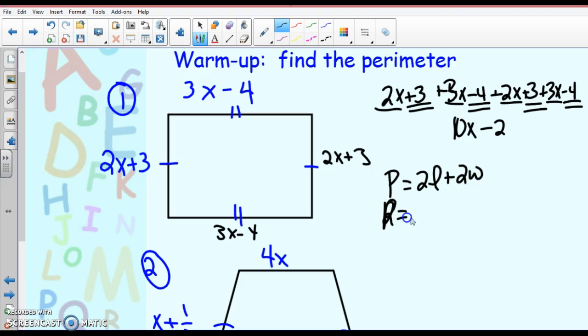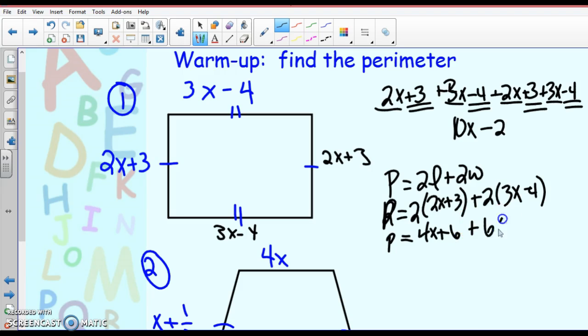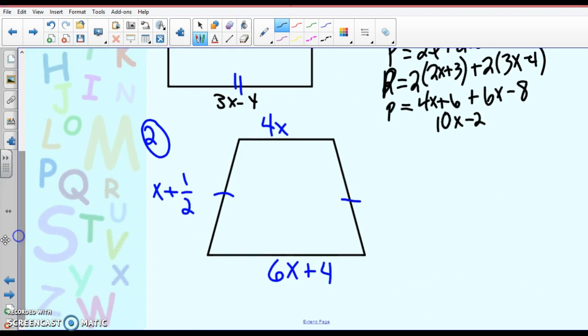So my perimeter is going to be 2 times 2x plus 3 plus 2 times 3x minus 4. Well, I'm going to use distributive here, and I'll end up with 4x plus 6 plus 6x minus 8. And when I combine my terms, I get 10x minus 2. Same difference. All right. Pause and do this one.